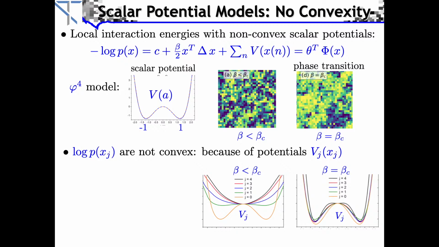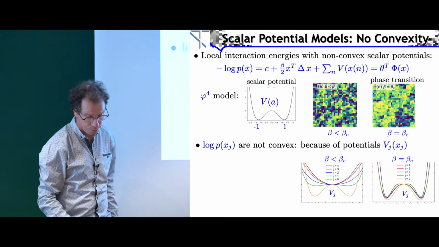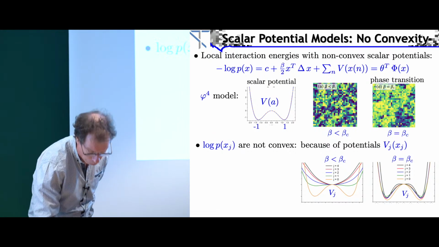Now, if you look at this probability, but at different scales, what do you observe? If you are above the critical temperature, at very coarse scale, it gets Gaussian. At fine scale, you have this. But if you are at the critical temperature, the potential remains identical, that's this idea that the coupling parameters don't depend upon scale when you are at the critical temperature. So you have a non-convex problem.